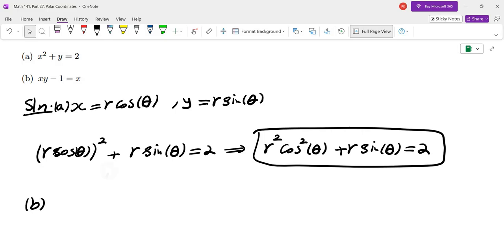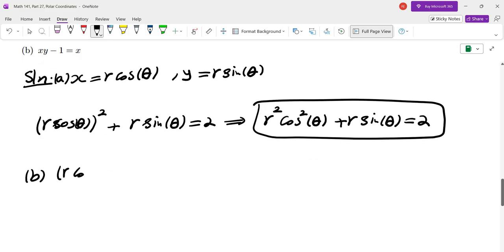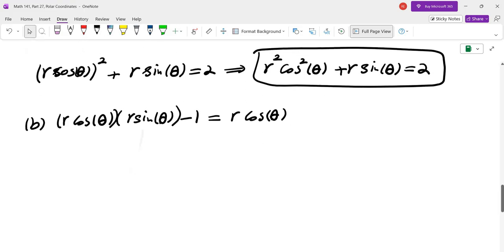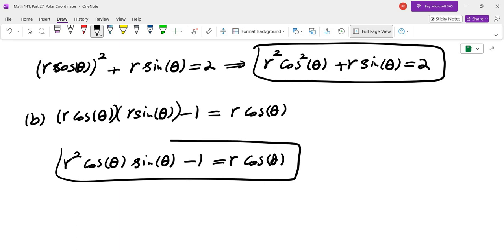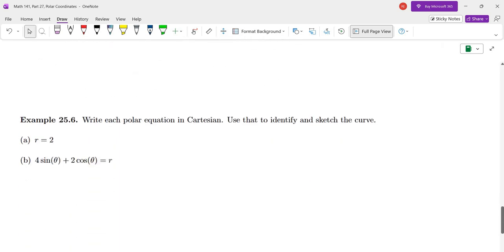The next one is xy. So all we gotta do is to replace x by r cosine, y by r sine, and then x on the other side is r cosine. And if we simplify, we get r squared cosine of theta sine of theta minus 1 equals r cosine of theta. And that's the answer to this part of the problem.